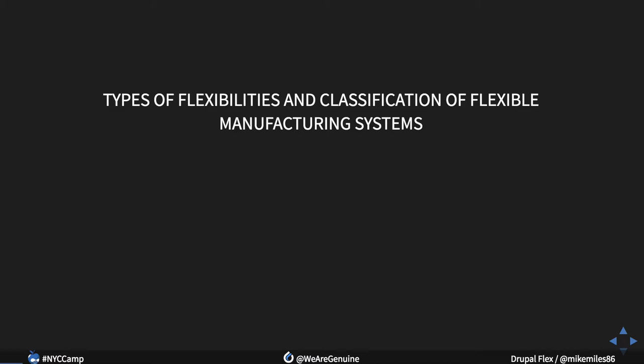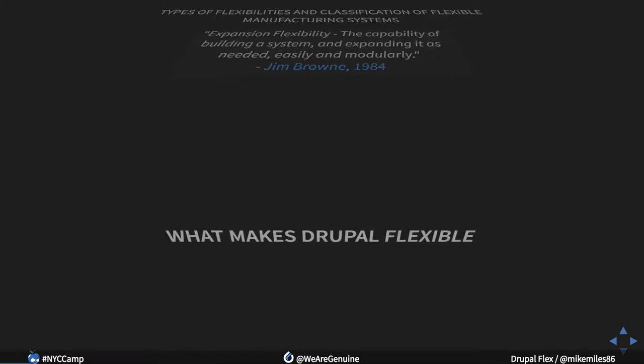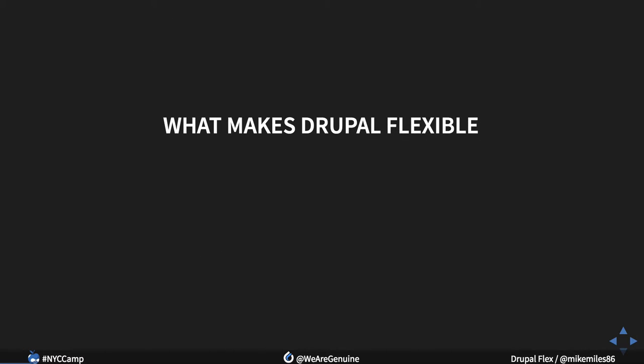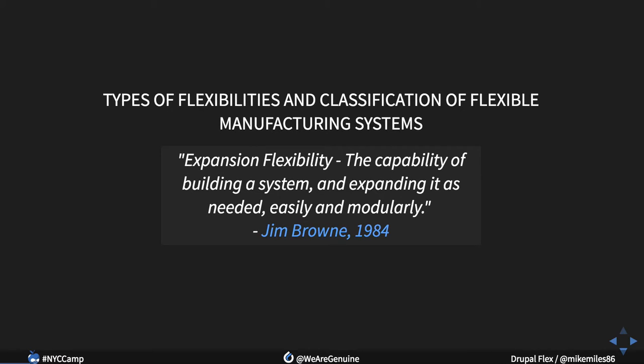As I was reading through these types, one of them really struck a chord, and that was expansion flexibility, which was described as the capability of building a system and expanding it as needed easily and modularly. A lot of key terms in there, like easy, expanding as you need it, being modular, made me think, that's what makes Drupal flexible. And it's interesting that a term for a physical system from 1984 describes a digital system in 2016. Thought that was really interesting.